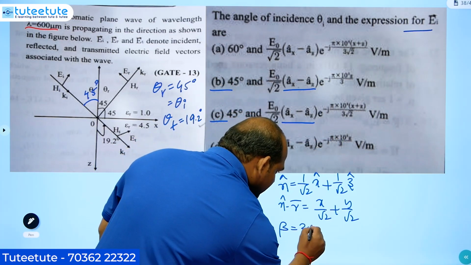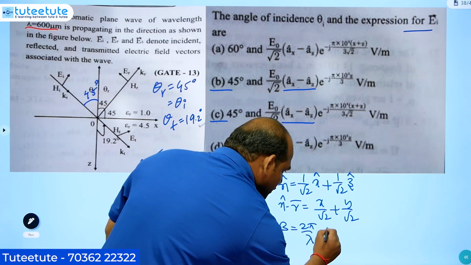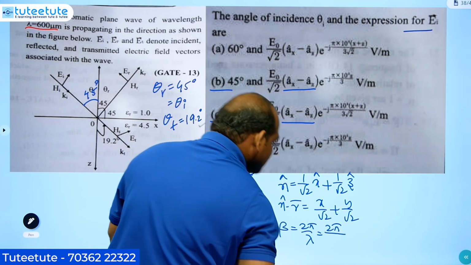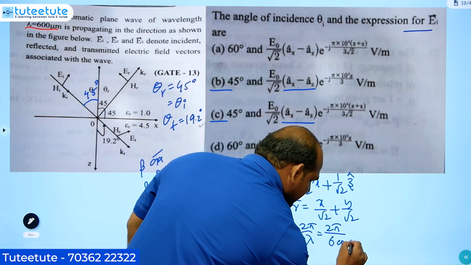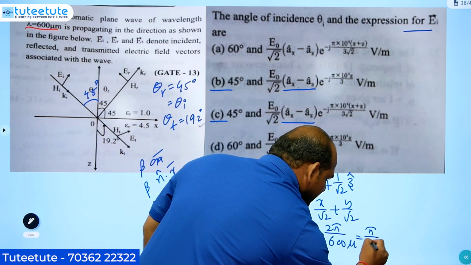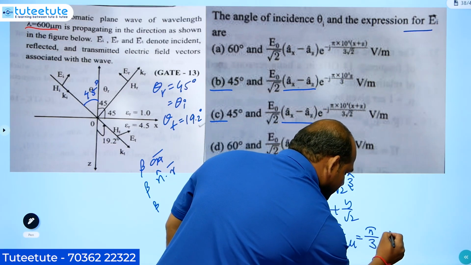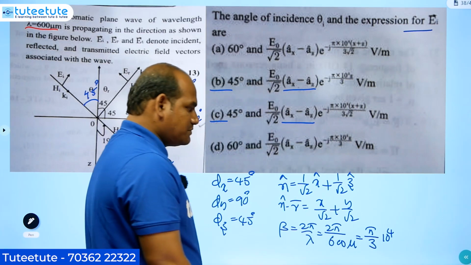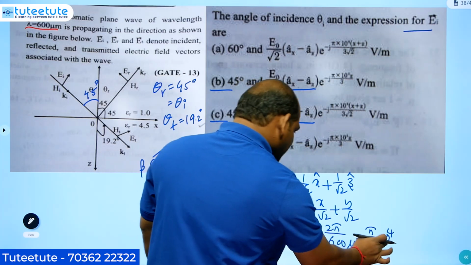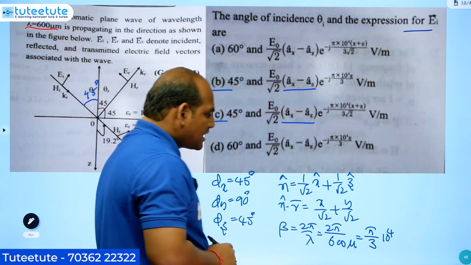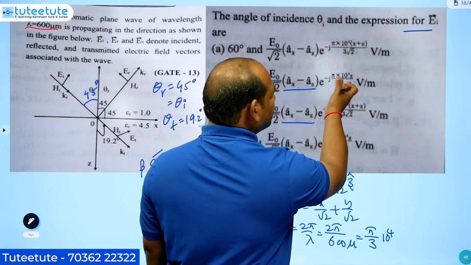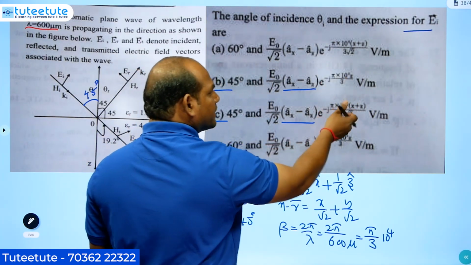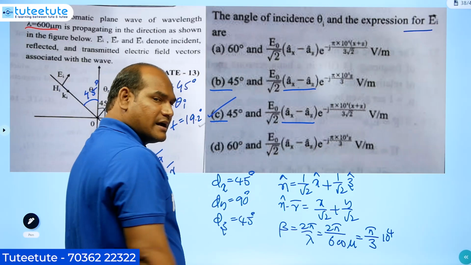Beta is equal to 2 pi by lambda. They have given 600 micro, so that is equal to pi by 3 into 10 power 4. This is beta, and this beta should be multiplied with this n cap dot r cap. So which option is suitable for that? Option C is suitable, not B. B is having only one component only. So option C is the correct option.